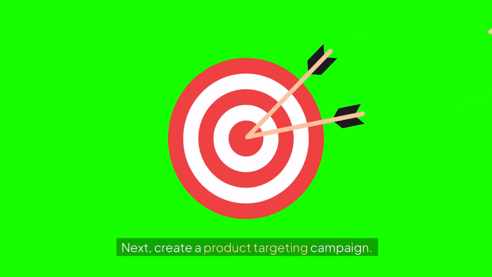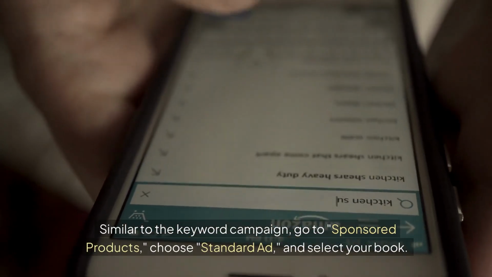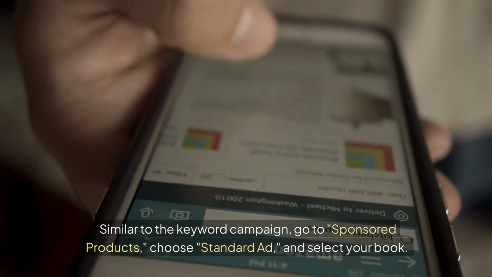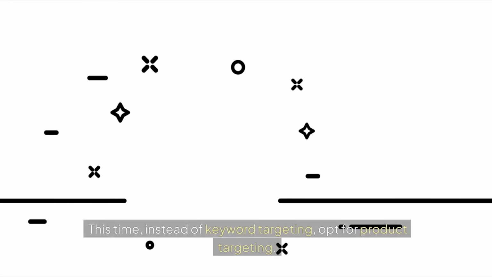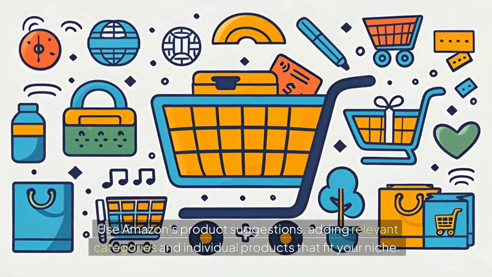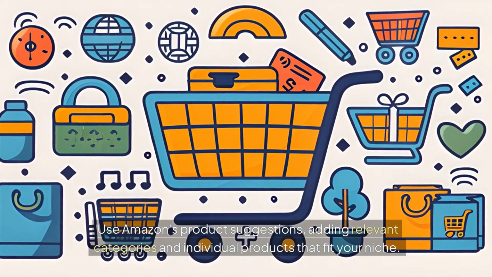Next, create a product targeting campaign. Similar to the keyword campaign, go to Sponsored Products, choose Standard Ad, and select your book. This time, instead of keyword targeting, opt for product targeting. Use Amazon's product suggestions, adding relevant categories and individual products that fit your niche.